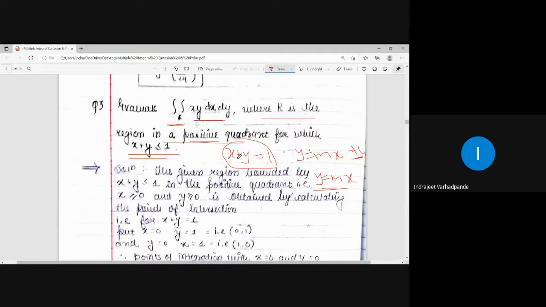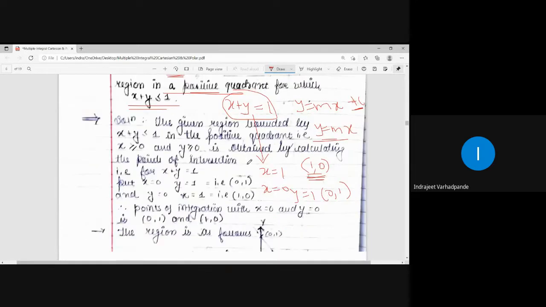Now, the point of intersection on the x-axis means the y coordinate will be 0. So when I put the y coordinate as 0, I get x is equal to 1. So I am getting the coordinate 1 comma 0, which will lie on the x-axis. So this particular line cuts the x-axis at the point 1 comma 0. When I put x is equal to 0, I get the value of y as 1. So I will be getting the coordinate 0 comma 1. 0 comma 1 will be the point which lies on the y-axis, meaning this particular line will cut the y-axis at the point 0 comma 1.